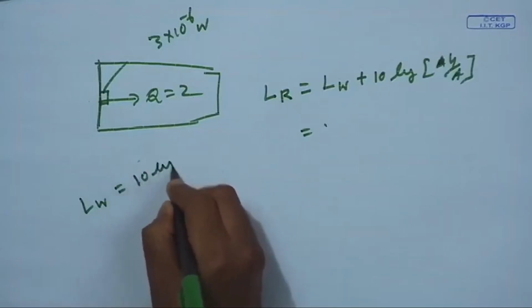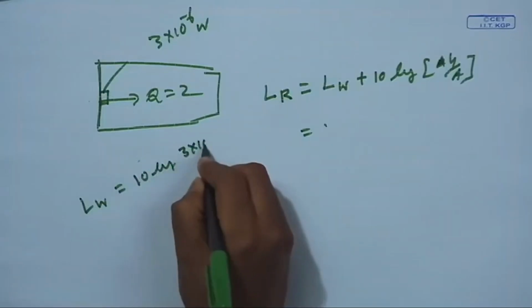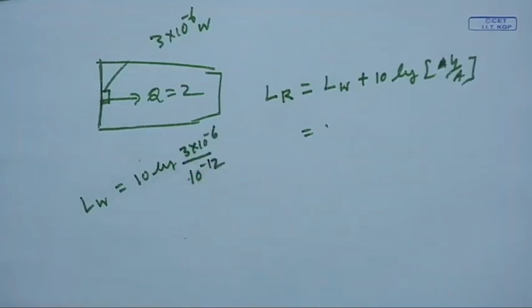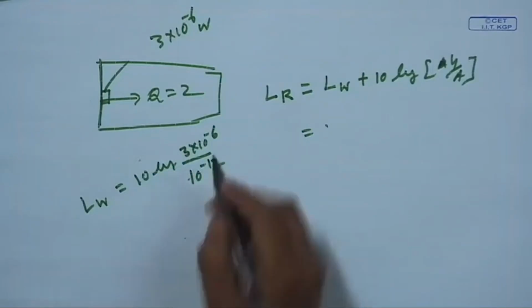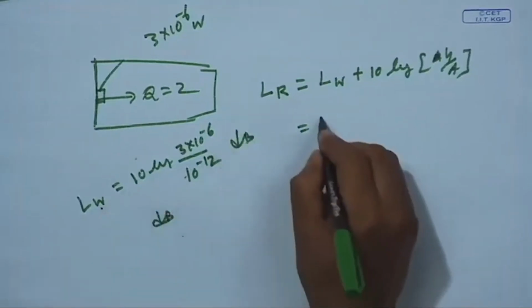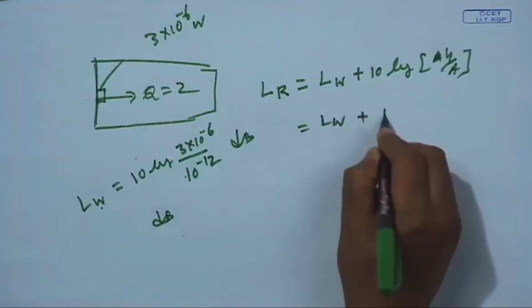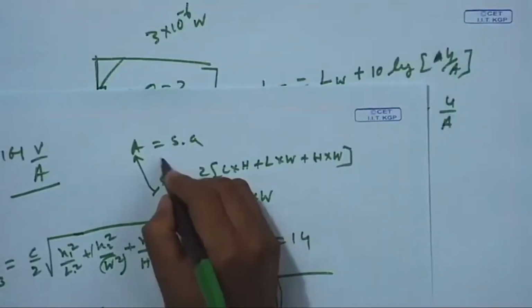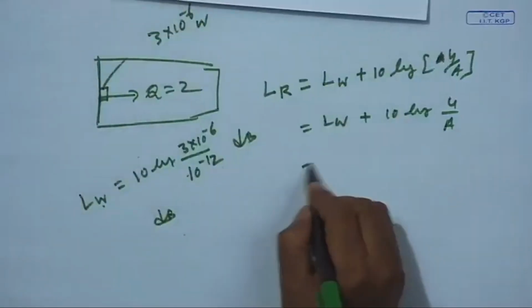LW is 10 log of power, 3 into 10 to the power minus 6 divided by 10 to the power minus 12, the reference power, 0 dB. So I got this LW. Once I know LW, then plus 10 log 4 by A. I know A from the previous slides, A is nothing but S into alpha. So I get 4 by A and I get that dB.